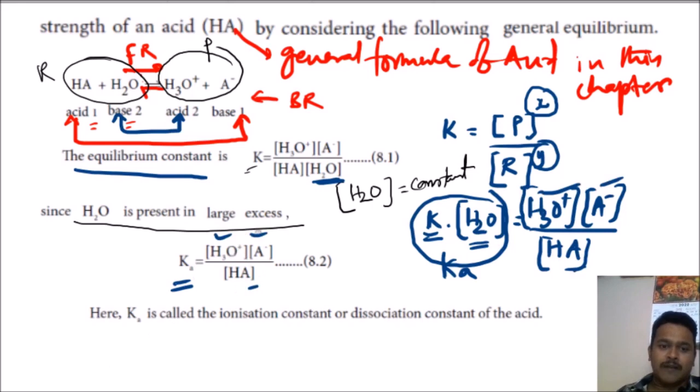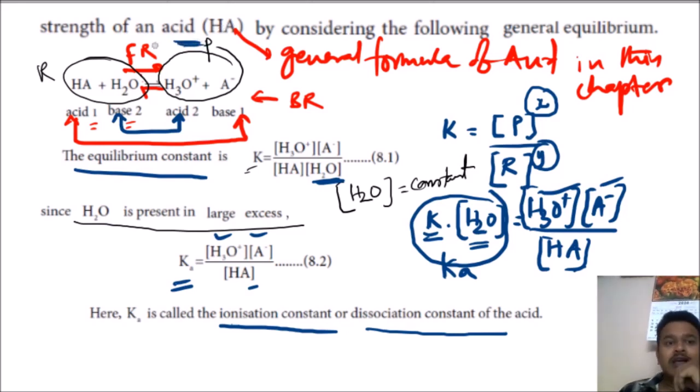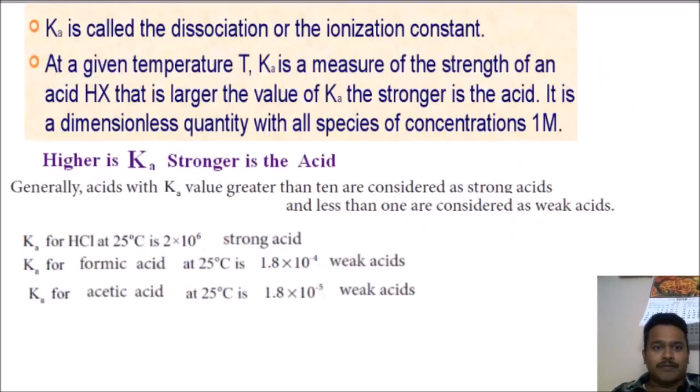This is what our Ka is. This is called the ionization constant, otherwise the dissociation constant of an acid. See, HA is an acid. Based on the strength of the acid, we can say based on Ka. Ka is called a dissociation or ionization constant at a given temperature. This is important: temperature. Ka is a measure of the strength of an acid HX. That is, the larger the value of Ka, the stronger the acid.